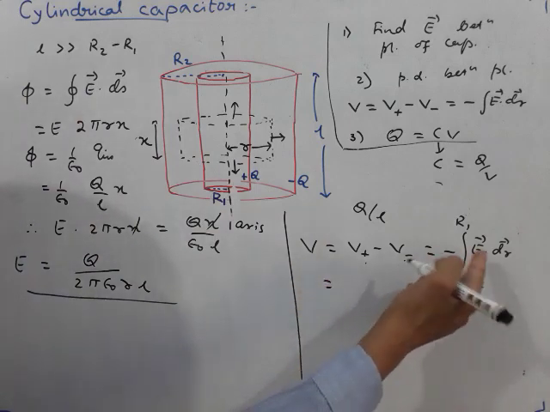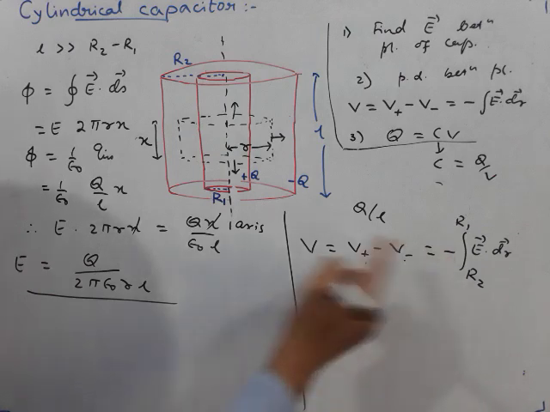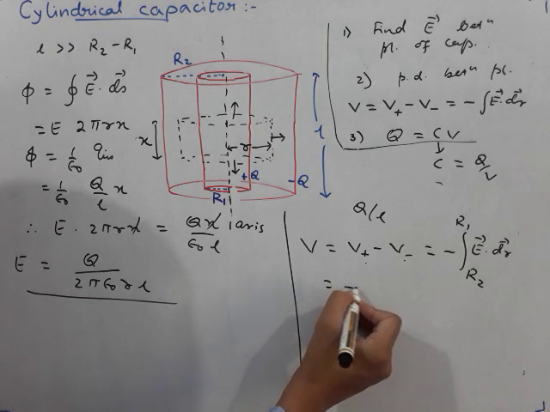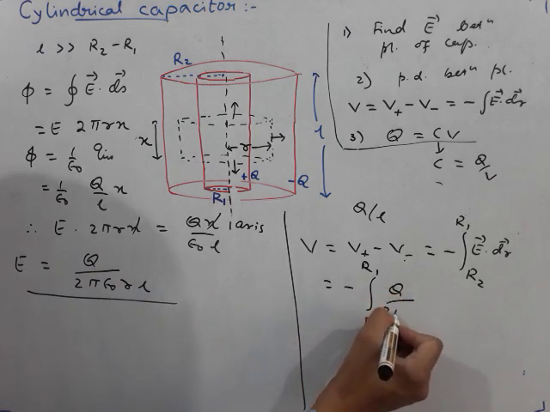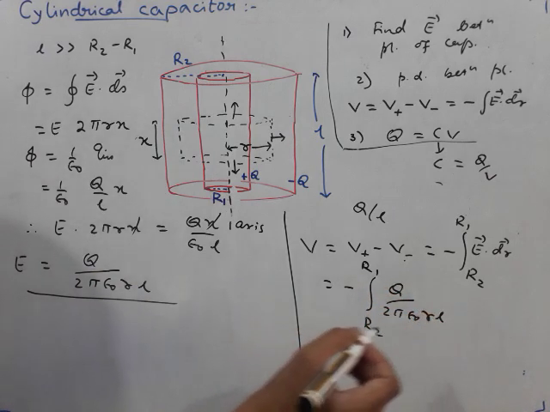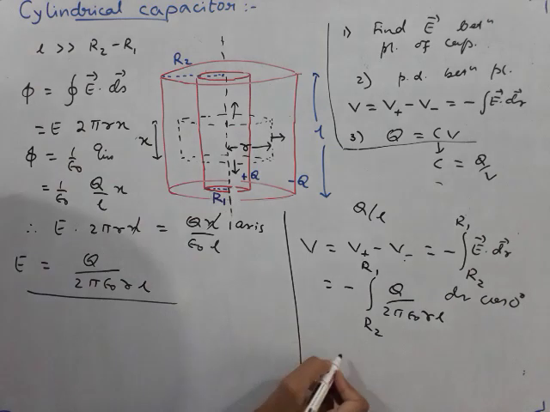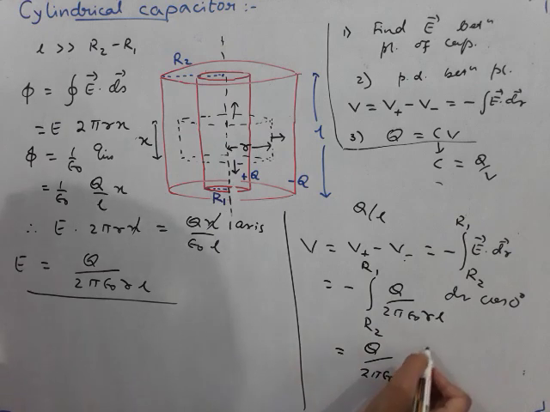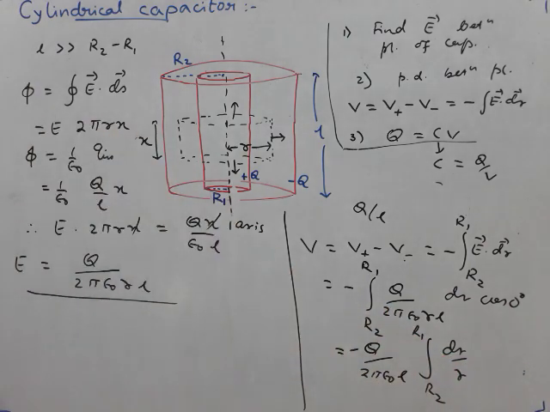So E dot dr will become simply E into dr, and E is constant, so E will come out. Sorry, E is not constant, it depends upon r. So this becomes minus integration from R2 to R1. E value we will put, Q upon 2 pi epsilon naught r L, then dr, and then cos 0 degree, cos 0 becomes 1. So this becomes, take the constants out, 2 pi epsilon naught L, and this Q will come out. We will be left with integration dr upon r from R2 to R1, and there is a negative sign. What is integration dr by r? Integration dr by r is ln r, log r.